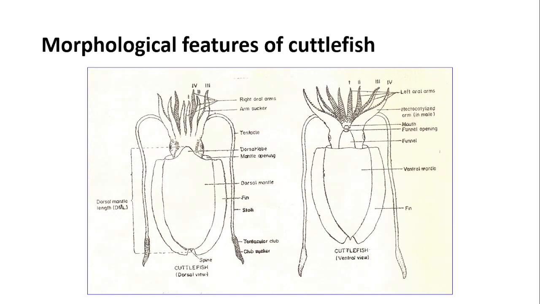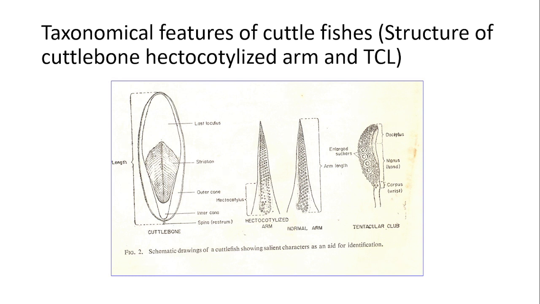Cuttlefish have an elongated tentacle region and tentacular club region. The fins are around the mantle portion and 8 arms are present in the head region. That's why it is called a Cephalopod species. This is the taxonomical features of cuttlefish. The main key characters are the cuttlebones, heterocotylized arm, and tentacular club regions. Schematic diagrams are shown here. The cuttlefish showing the salient characteristics for identification.